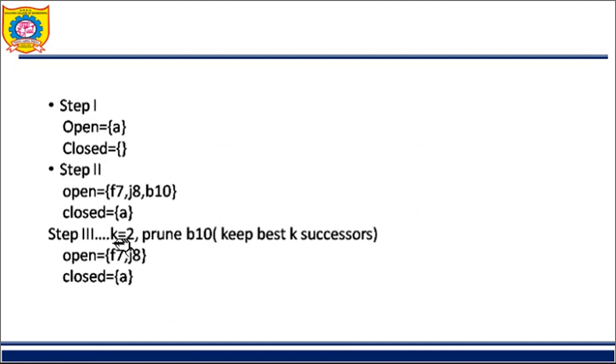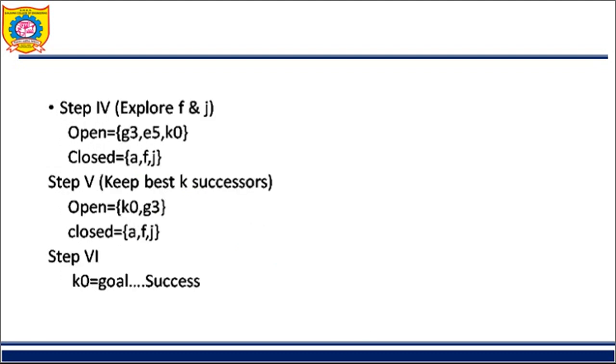Further I have to see what is K. K is nothing but 2. That is, I have to do pruning. Pruning means I have to cut. Because K is 2, I have to keep 2 things. So I have to remove B. Prune B. We have to keep best K successors. So closed list will be as it is. This new step is added in beam search. We have to search within a particular beam limit. So 2 is my limit. B is removed. Next step.